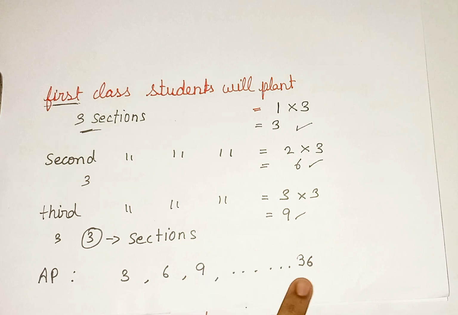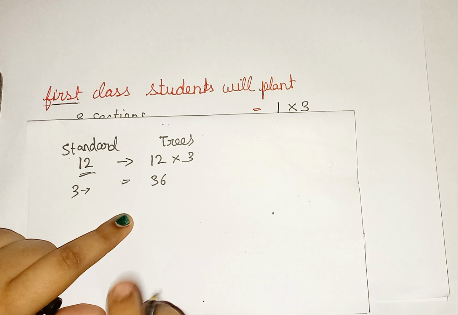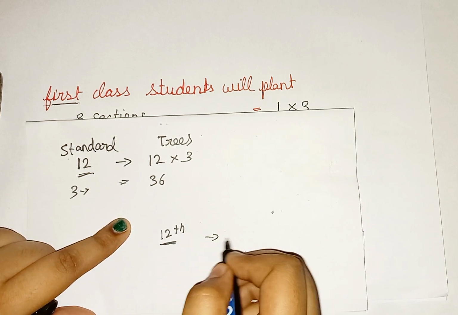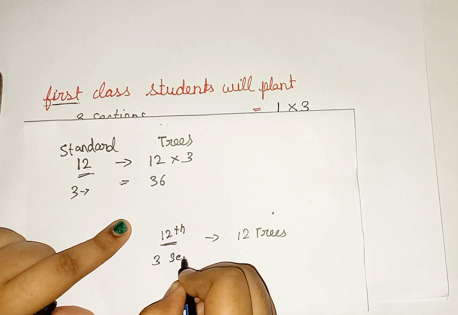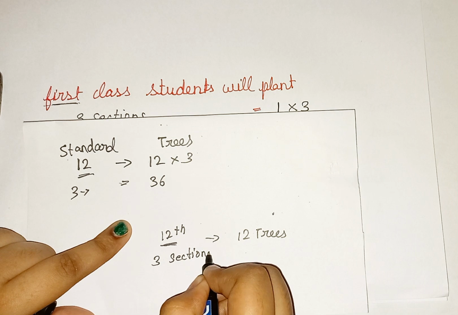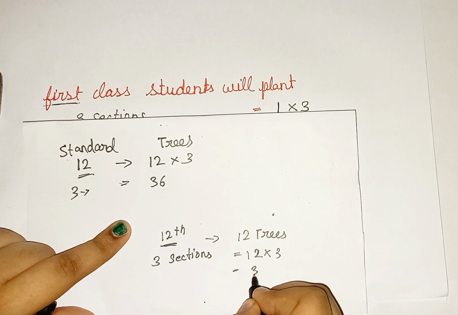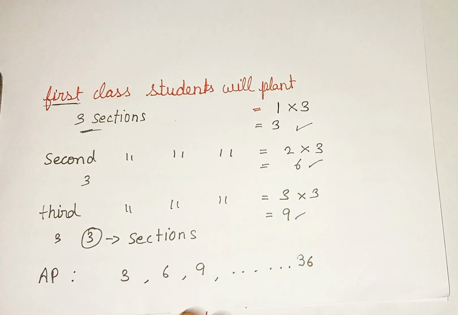Why, in this AP, is the last number 36? Because the last class is 12th standard, isn't it? So here 12th standard will plant 12 trees. Since we have 3 sections, we are supposed to multiply 12 into 3, that is 36. Okay, so likewise I got 36. Now till here you understood, right?